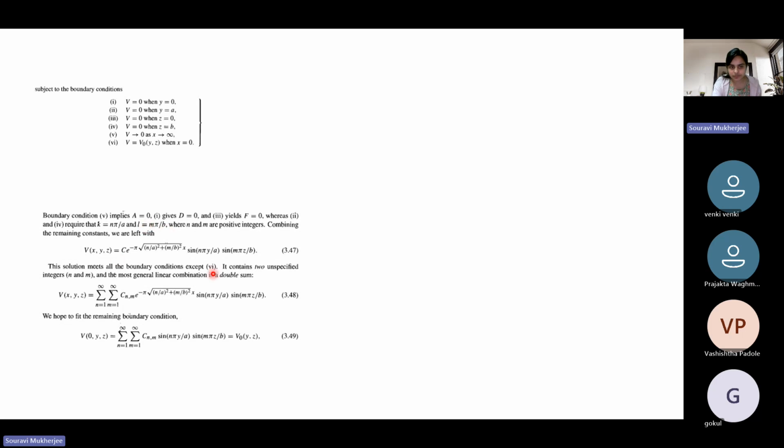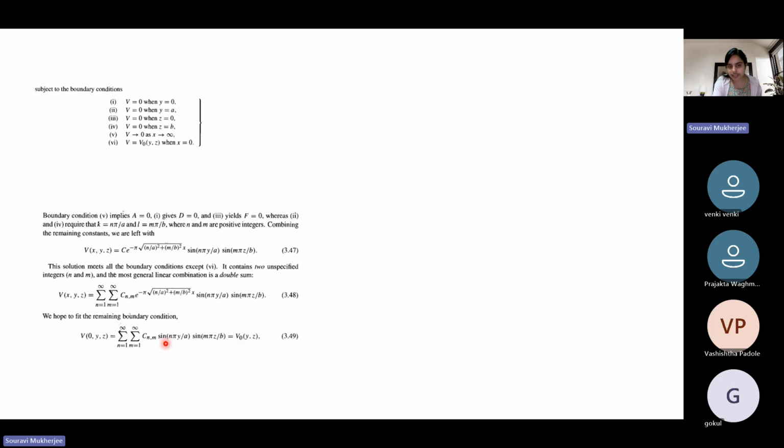So this is the form of your solutions. Now you take all such combinations. So now you have two variables, n and m, because you have x and y and z both. So now you take a linear superposition and then apply this condition that at x equal to 0, v is v naught. Okay, so all this combination together should give you v naught.